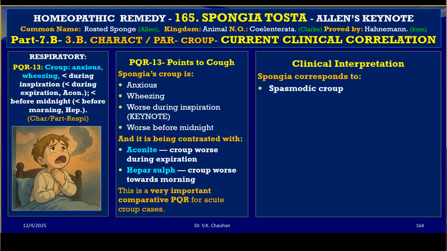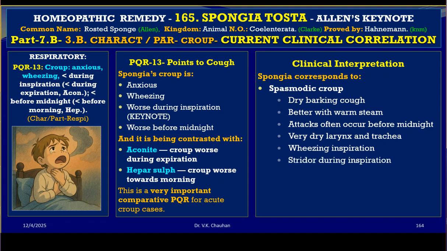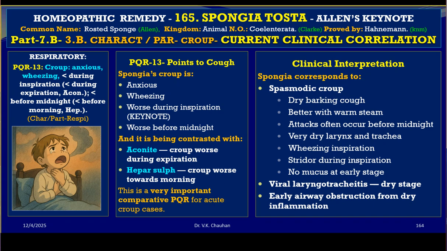Clinically speaking, Spongia corresponds to spasmodic croup. Dry barking, better with warm steam. Attacks often occur before midnight. Very dry larynx and trachea. Wheezing on inspiration, and wheezing on expiration is also very marked. Stridor during inspiration. No mucus at early stages. Viral laryngotracheitis. Dry stage. Early airway obstruction from dry inflammation.